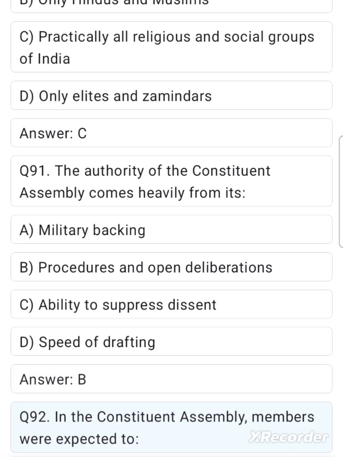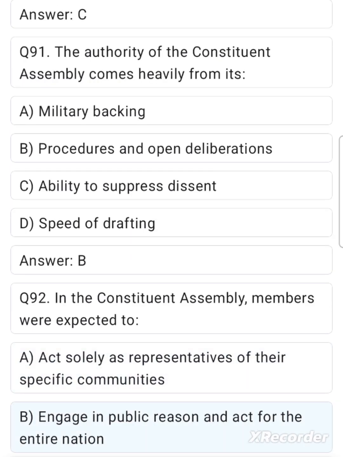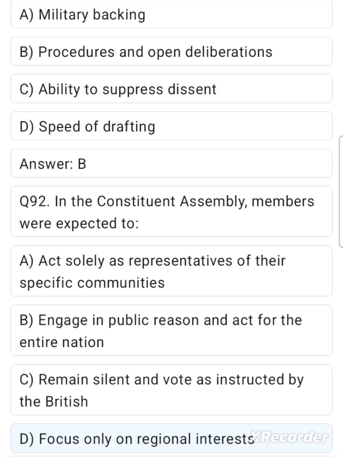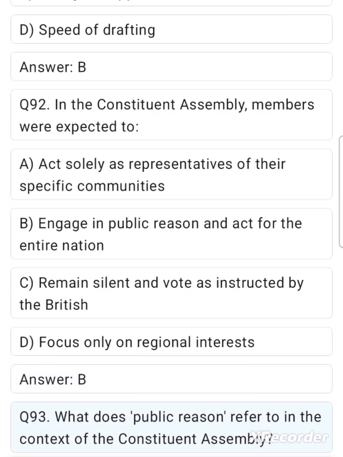Q92. In the Constituent Assembly, members were expected to A. Act solely as representatives of their specific communities. B. Engage in public reason and act for the entire nation. C. Remain silent and vote as instructed by the British. D. Focus only on regional interests. Answer B.